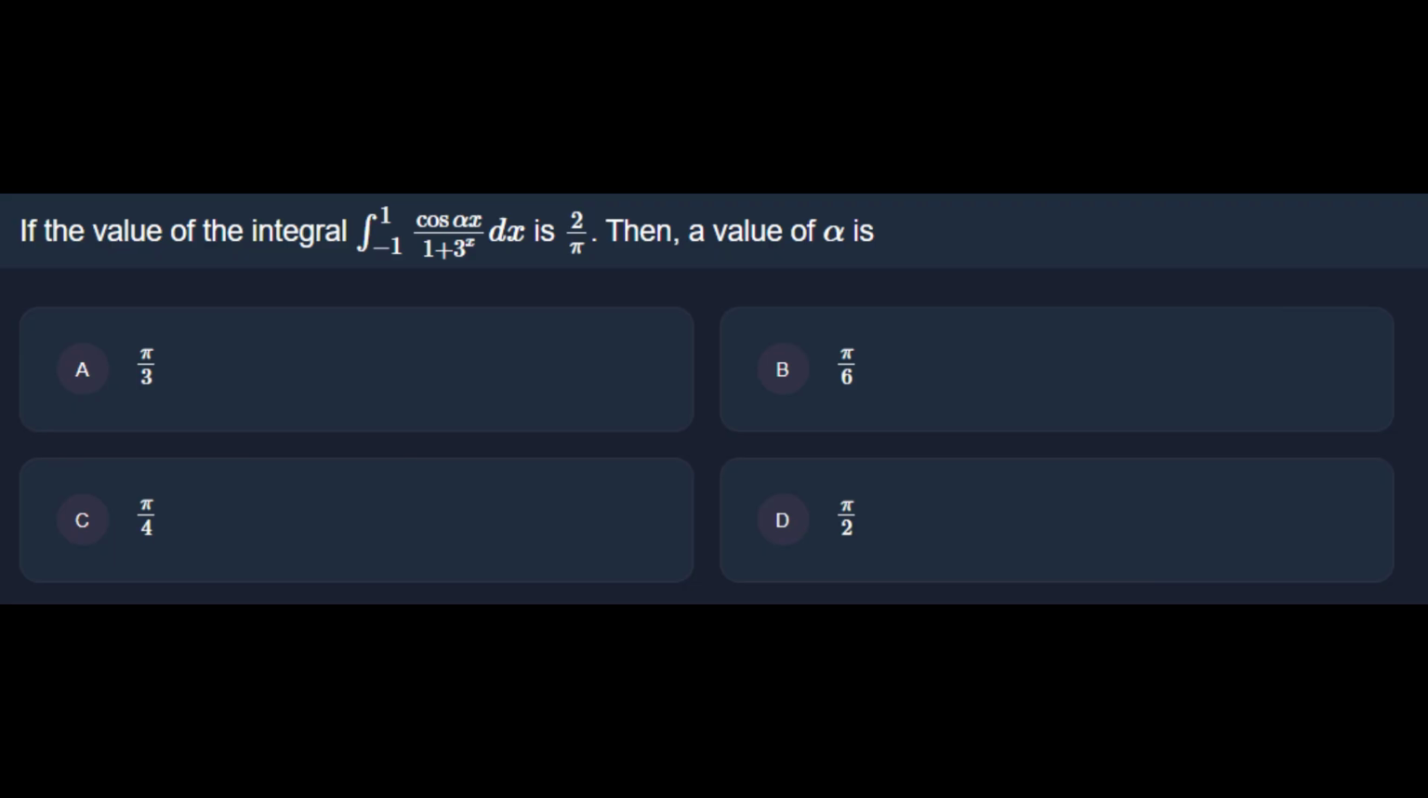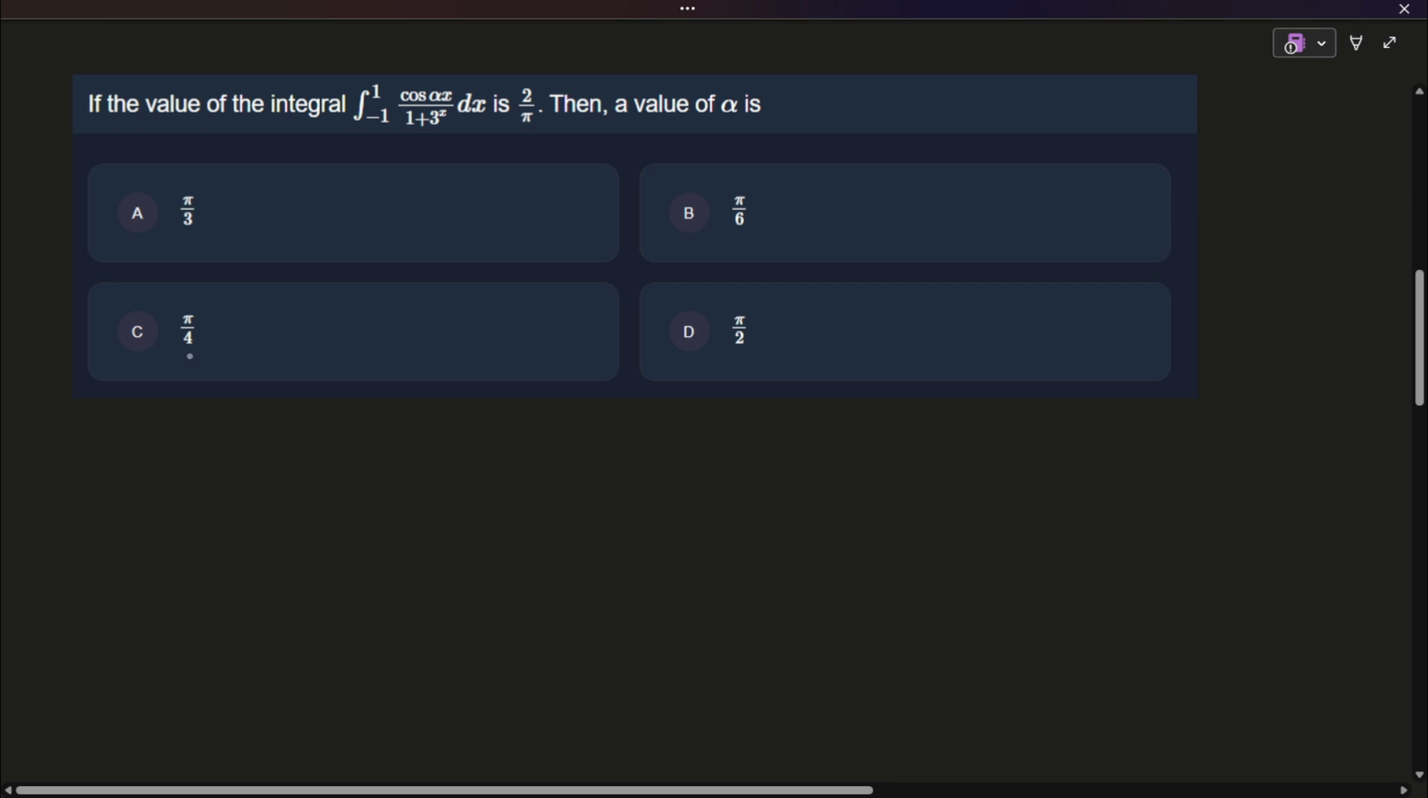Here is the second problem, and we will again see how this is repeated as well and how King's property makes it so much easier. Let's say we have this integral from minus 1 to plus 1 of cos of alpha x by 1 plus 3 to the power x.